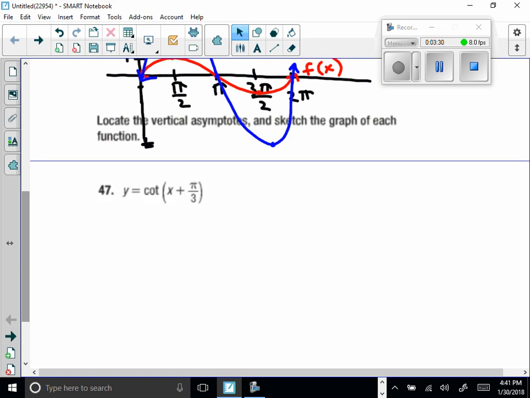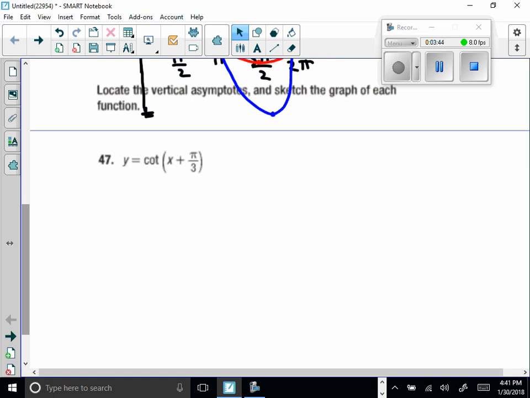Number 47, this is from lesson 4.5, and it says locate the vertical asymptotes and sketch the graph of each function. So in the example that they give you, I think they give you a reciprocal function of either sine or cosine, and so I thought I would do one of tangent here. And so I want my vertical asymptotes, and that's kind of what defines the period for me. A normal period for tangent would be between the asymptotes from -pi over 2 to pi over 2.